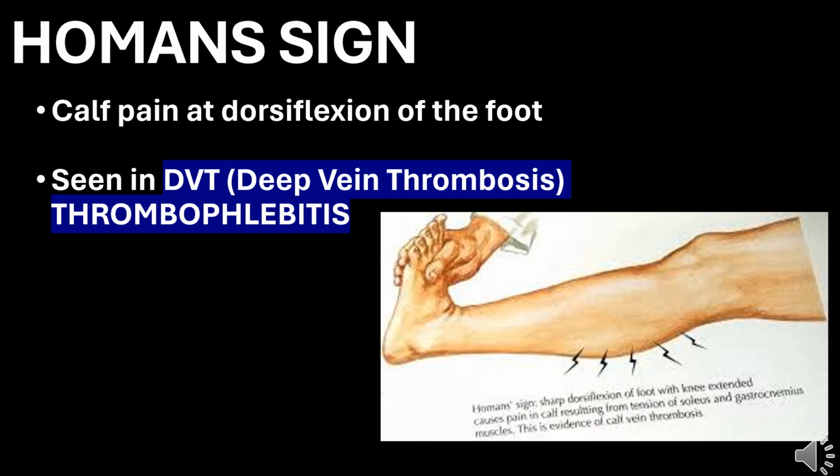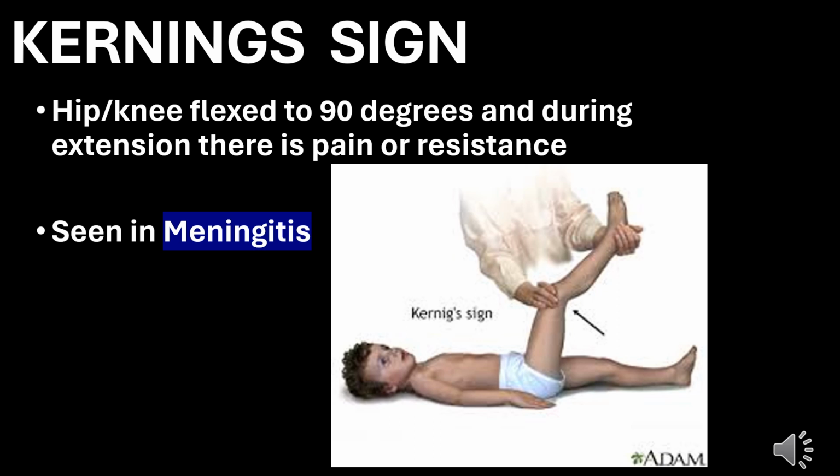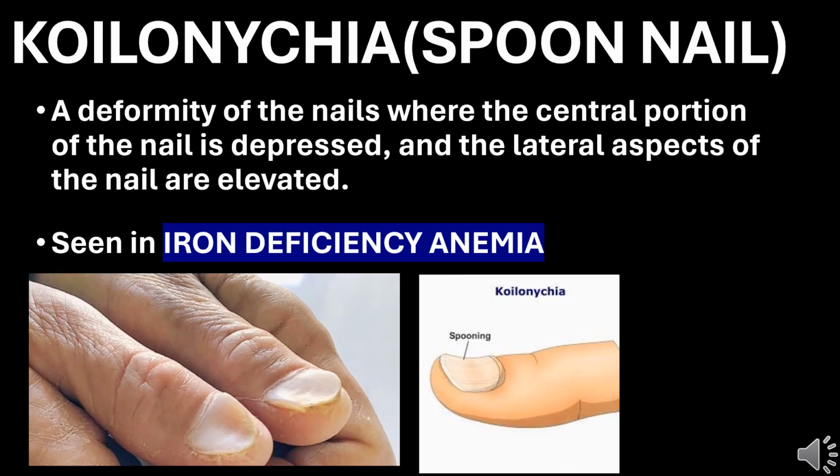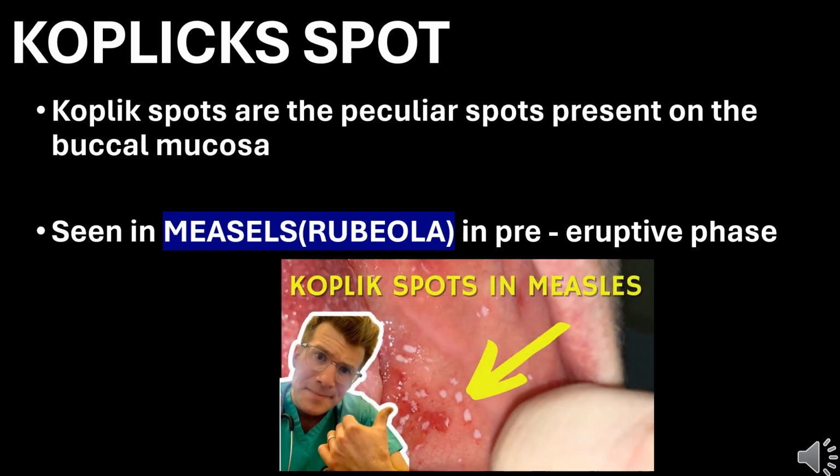Homan sign. Calf pain at dorsiflexion of foot. This is usually seen in DVT and thrombophlebitis. Kernig sign. Hip or knee flexed to 90 degrees and during extension there is pain or resistance. This is usually seen in meningitis. Koilonychia or spoon nail. A deformity of nail where the central portion of nail is depressed and lateral aspect of nail is elevated. This is usually seen in iron deficiency anemia. The last topic of this session is Koplik spot. As some of you may already be aware, Koplik spots are spots present in buccal mucosa seen in measles or rubeola in a pre-eruption phase.